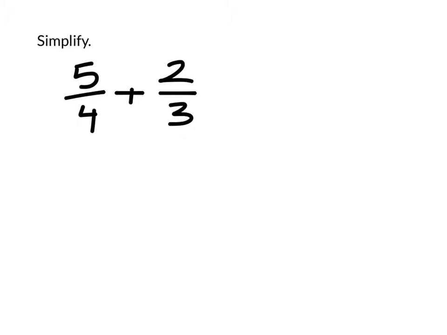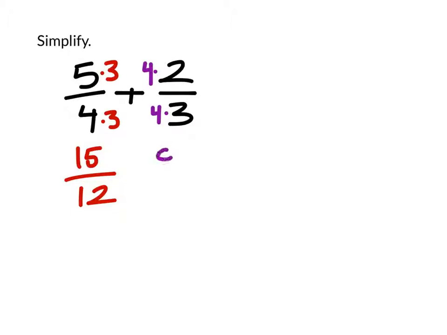Since it is addition, we do need common denominators. So the first thing I would do is figure out what common multiple there is between 4 and 3, and that would be 12. So I know I can multiply the 4 by 3 to get 12. So 5 times 3 as well, so it doesn't change the value of the fraction. That would be 15 twelfths. 3 would have to multiply this by 4, so the 2 by 4 as well. That would give us 8 twelfths.